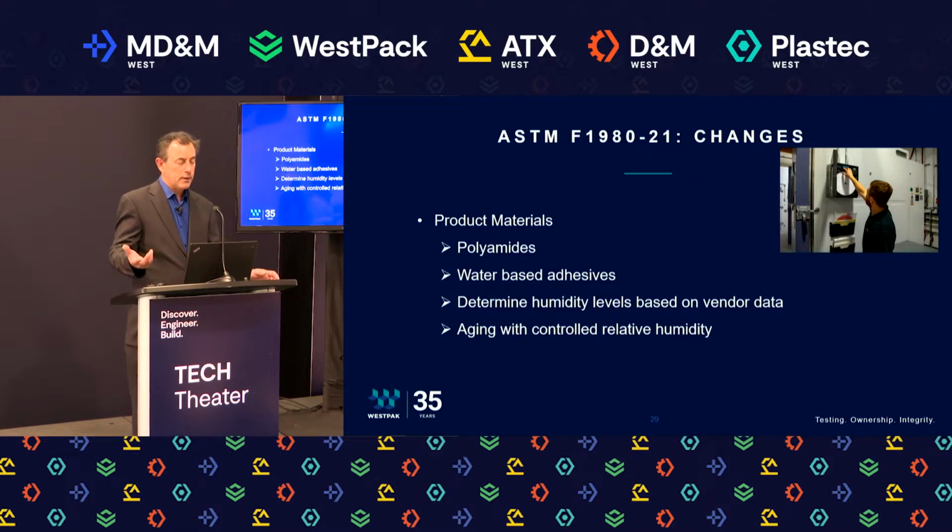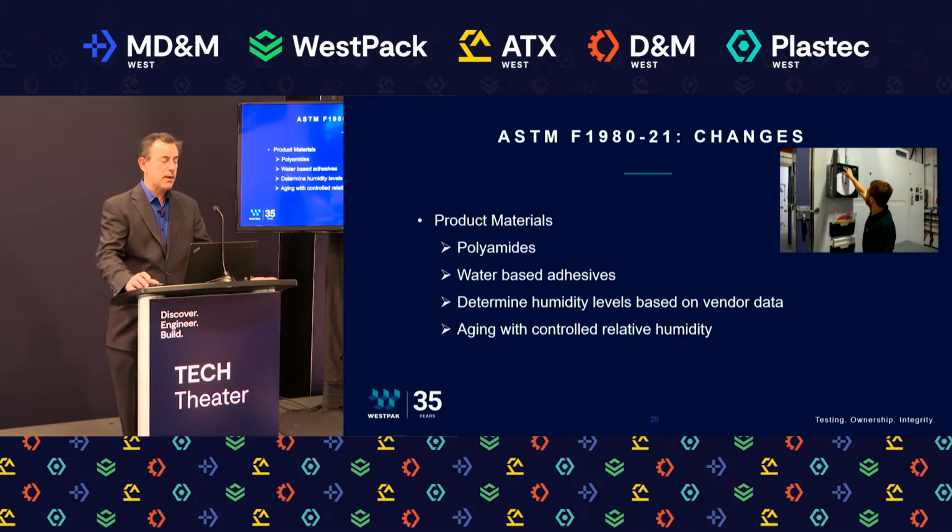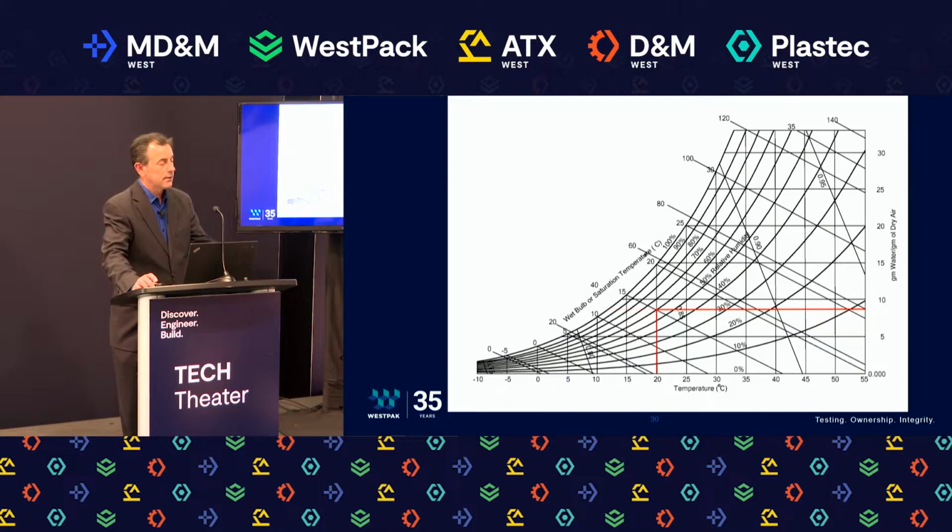All right. So again, product materials, I got ahead of myself, talking about polyamides, water-based adhesives, determining the humidity levels, and aging with controlled relative humidity. Now let's take a look at what happens if we increase the humidity. Some of the information in the standard says to use a humidity level between 45 and 55 percent at a temperature of plus 50 C.